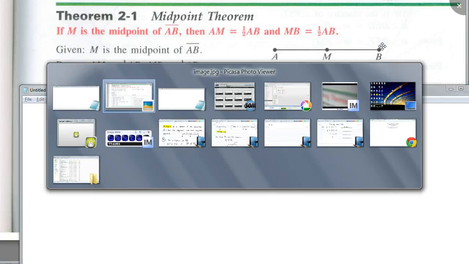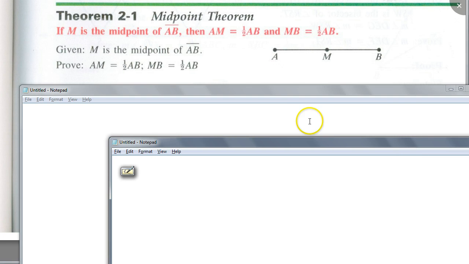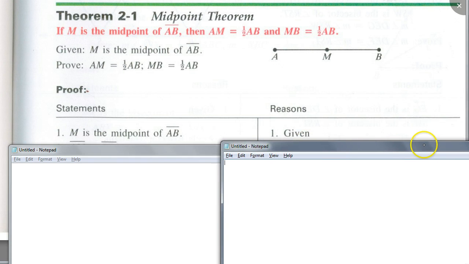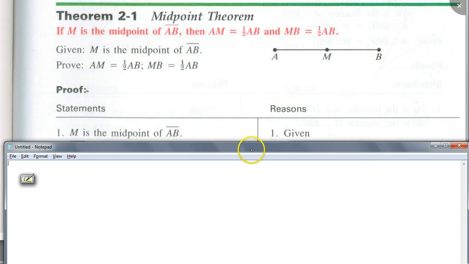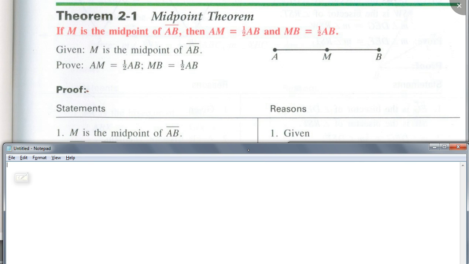All right, so let's go ahead and prove this thing. I'm really nice, so I'm going to give you the first line. Given: M is the midpoint of AB. Now we want to prove this so that at the end we can say AM is half of AB and MB is equal to half of AB. So what comes naturally after this? Saying M is the midpoint. Yes, sir.